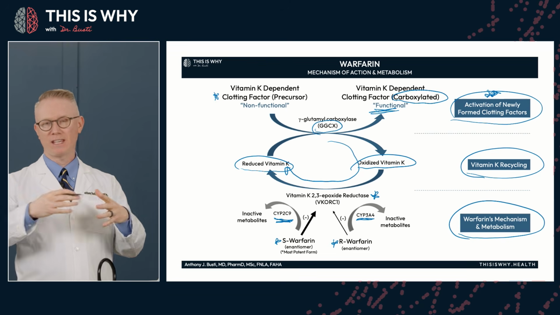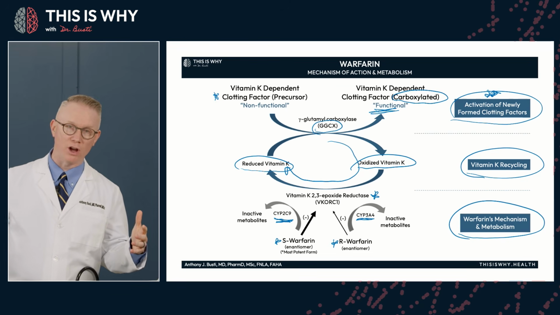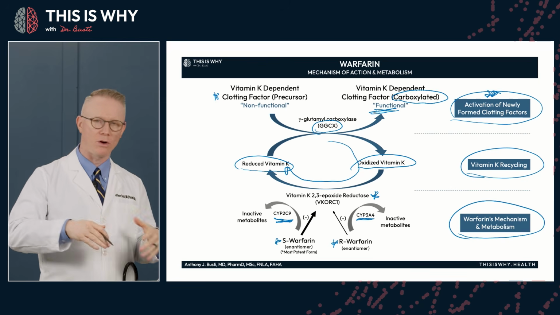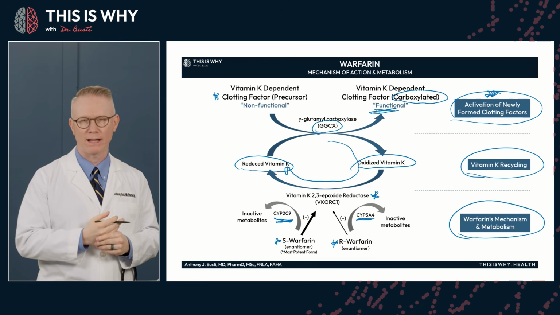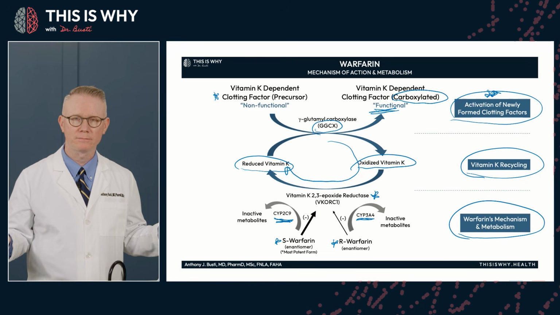and they have different half-lives. And those half-lives give variability, and that's why it takes up to 3 to 5, sometimes longer, days to get somebody to a therapeutic INR, or therapeutic level of anticoagulation. It's very frustrating, but that's why.